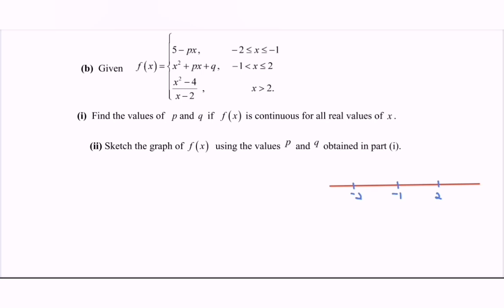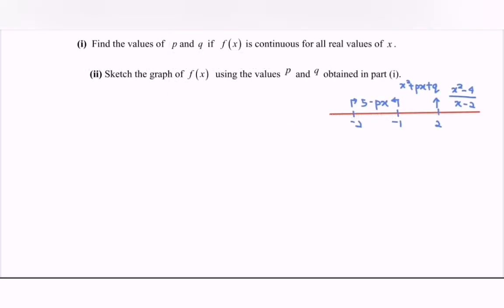From negative 2 until negative 1, we have 5 minus px, where negative 1 and negative 2 are included. Next, from negative 1 until 2, we have the function x squared plus px plus q. Continue, greater than 2, we have x squared minus 4 over x minus 2. So that is the situation for the function f(x).